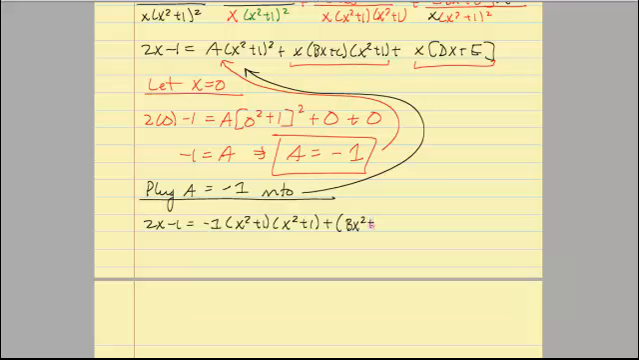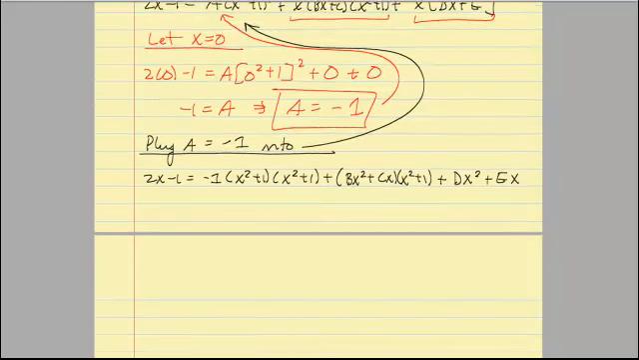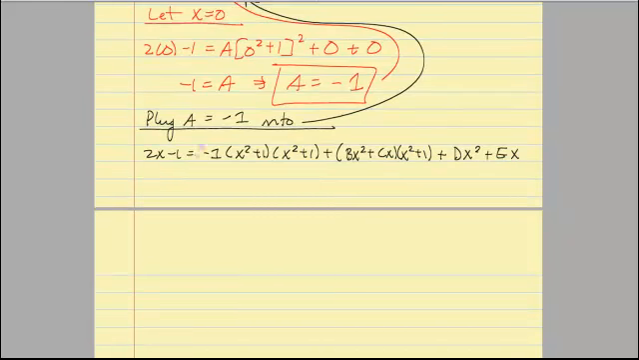So I'll have bx squared plus cx times x squared plus 1. And then of course distributing through the x over here will be easy. Dx squared plus ex. And again, it's all algebra, just expanding. 2x minus 1 equals. If I expand out x squared plus 1 quantity squared, I have x to the 4th plus 2x squared plus 1. And then I need to distribute the negative. So I have a negative x to the 4th, negative 2x squared minus 1.